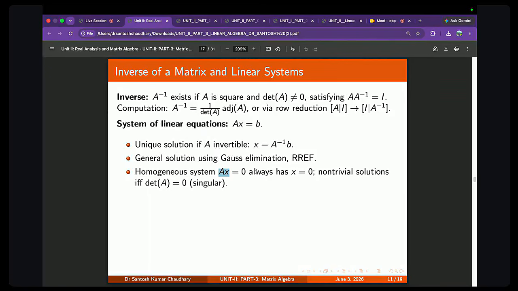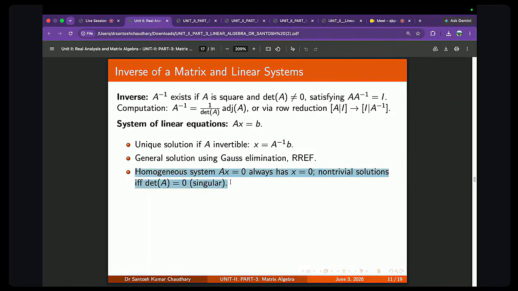So if you have more than one solution, it means you have infinite solutions. So in the homogeneous system, you have only two possibilities: either only the zero solution, or you have infinitely many solutions. There is no in between. Only one solution means the zero solution. Infinite solution means there are many others other than zero. Okay, so a non-trivial solution means a non-zero solution. It exists if and only if the determinant is zero, in the case of a singular matrix.